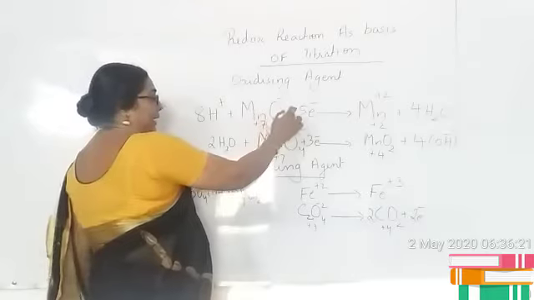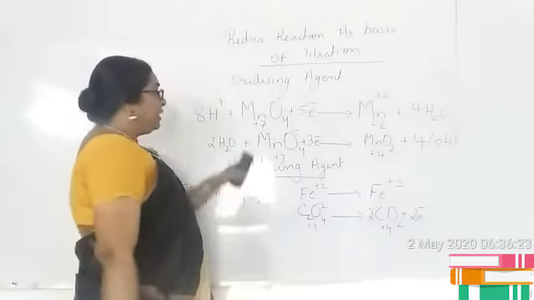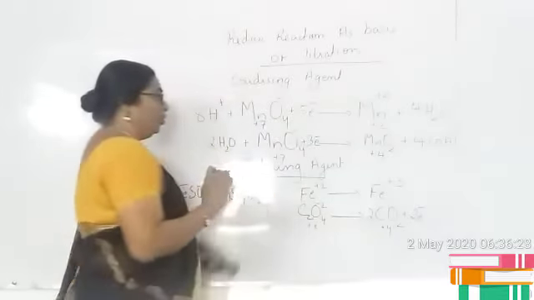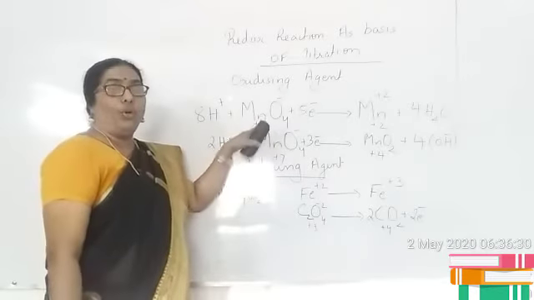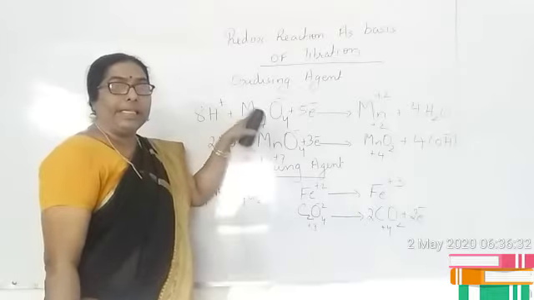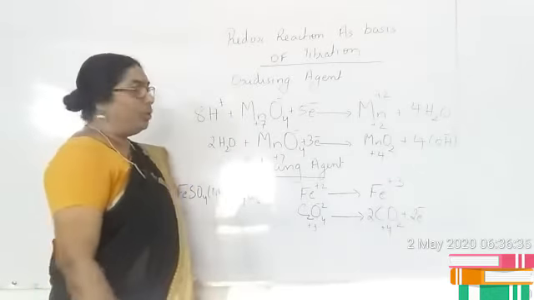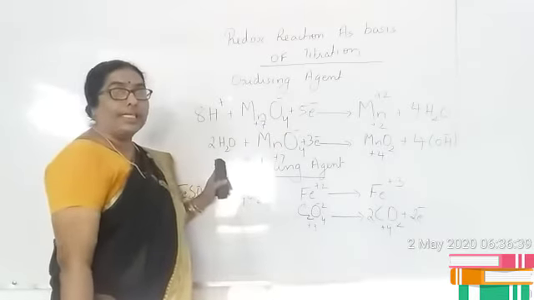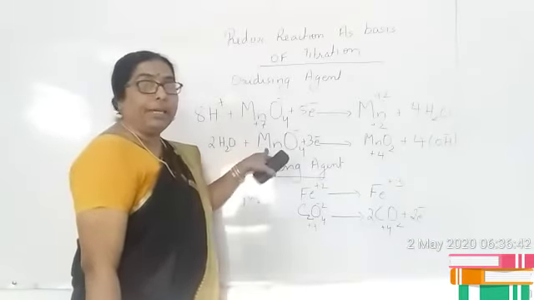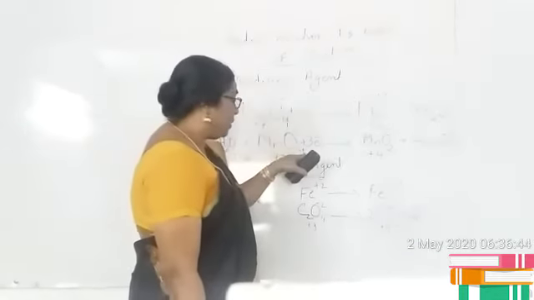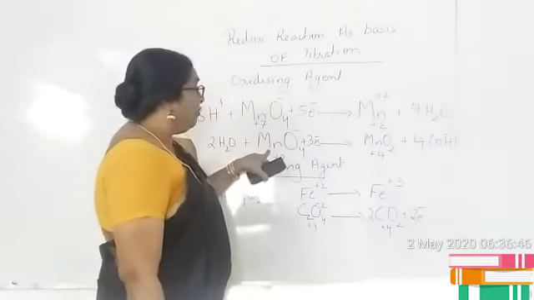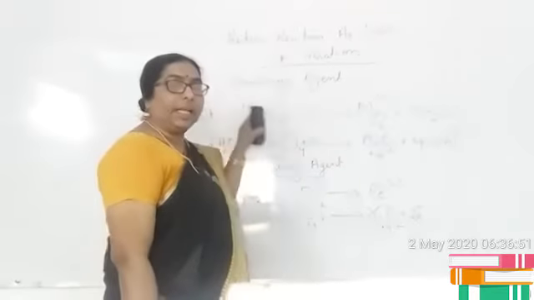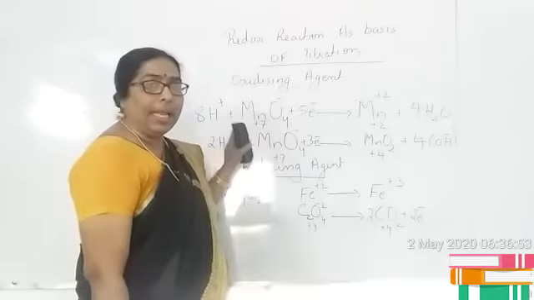That is, you can see that in acidic medium, if you consider this permanganate, MnO4 minus gets converted to Mn plus 2. That means here you can see that the oxidation state of Mn changes from plus 7 to plus 2. That means it undergoes reduction or it acts as the oxidizing agent. In the same case, if it is in neutral medium, here also you can see that the oxidation state of Mn changes from plus 7 to plus 4. So this reaction we are going to use in volumetric analysis.